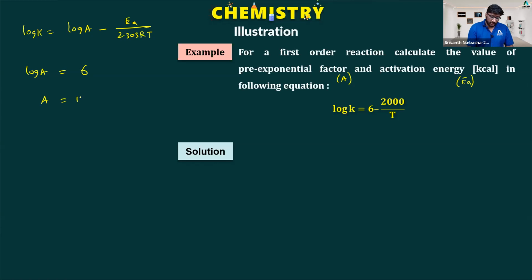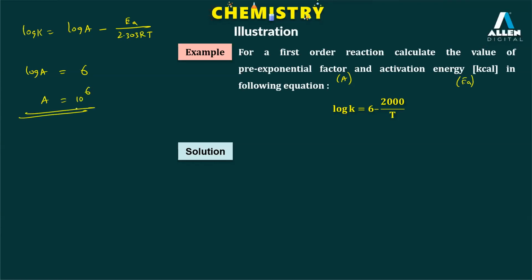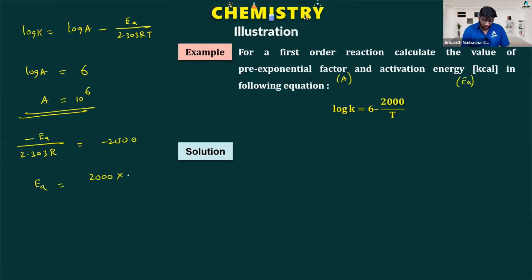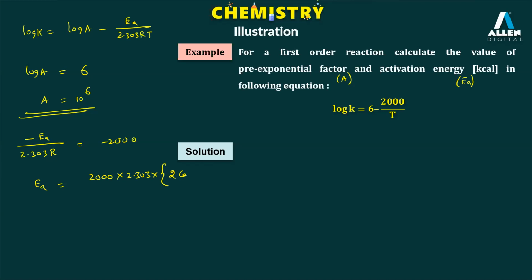So what is A? 10 to the power of 6. And minus EA by 2.303 R is equal to minus 2000. So EA is equal to 2000 into 2.303 into R, with the R value in terms of calories, 2 calories per Kelvin per mole.